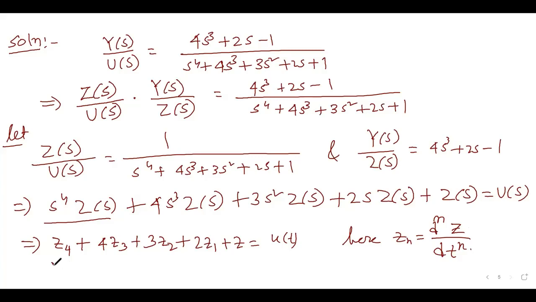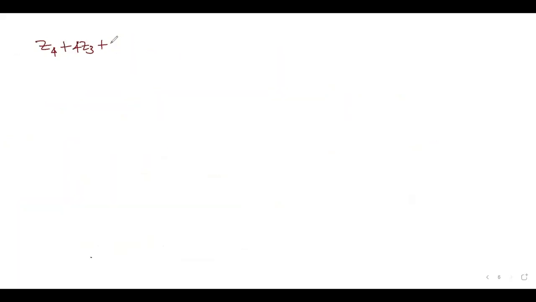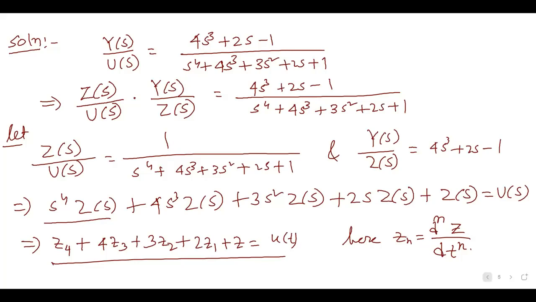All right. Now we get this equation, so we can represent this equation in the state variable form. So we have Z4 plus 4Z3 plus 3Z2 plus 2Z1 plus Z is equal to U(t). Right? So this is the equation that is considering the denominator only.